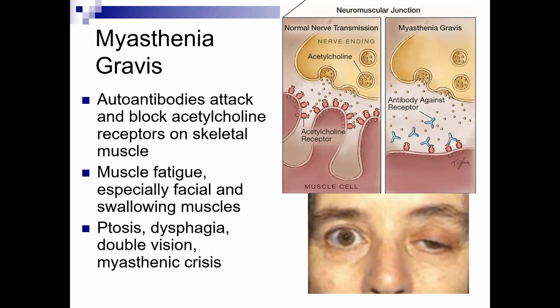Myasthenia gravis is autoantibodies that attack and block the acetylcholine receptors on skeletal muscles. This can result in muscle fatigue, especially facial and swallowing muscles. So you can see the droopy eyelid here, ptosis, dysphagia, double vision, and a myasthenic crisis. So this crisis is when there's so much fluid and the patient begins choking, they're having difficulty breathing. That can truly be an emergency.